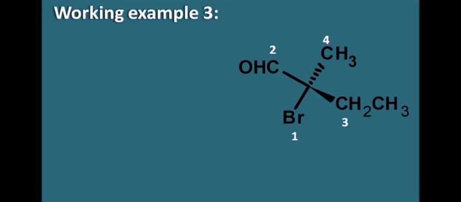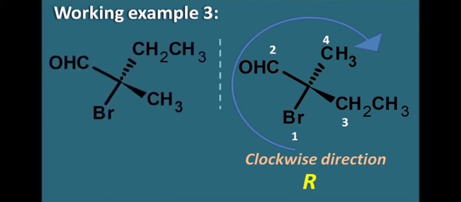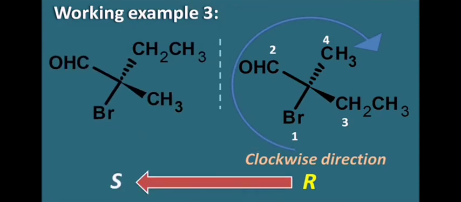So we have to travel from 1 to 2 to 3. When we travel like this, we are getting the clockwise direction. Since it is a clockwise direction, it is the R configuration. Now what about the original compound? Since the mirror image is giving R configuration, the original structure will have S configuration. In this way, we can easily assign the configuration of the compound. So the original compound we are discussing is having S configuration.